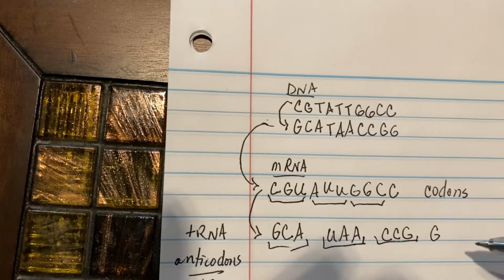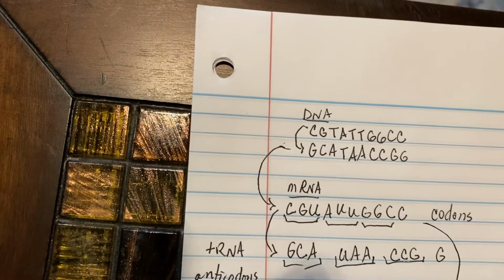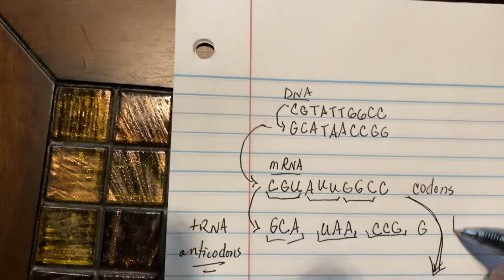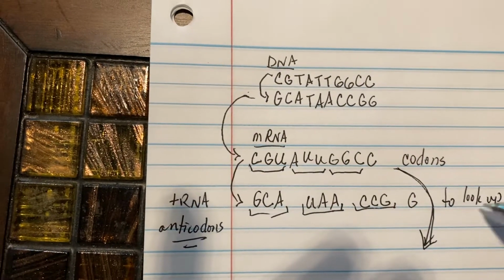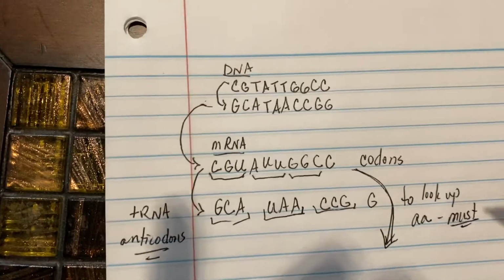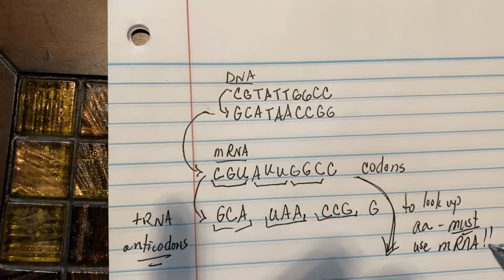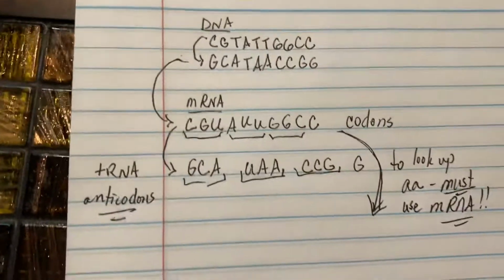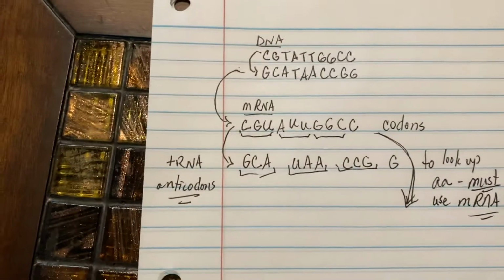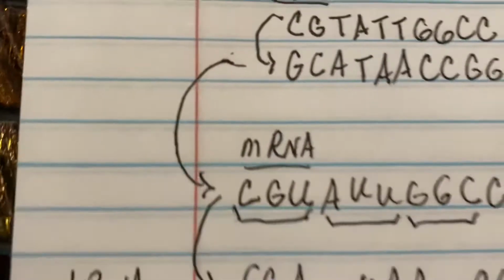Okay, so now I have my transfer RNA anticodons, and I want to use my code to look up what amino acids they belong to. And guys, this is very important. To look up your amino acid, you must, and this is where a lot of people make mistakes, use your messenger RNA. Do not make a mistake and use your transfer RNA. Okay, so I just happen to have that genetic code, and our first one with our messenger RNA is CGU. So let's look at this.